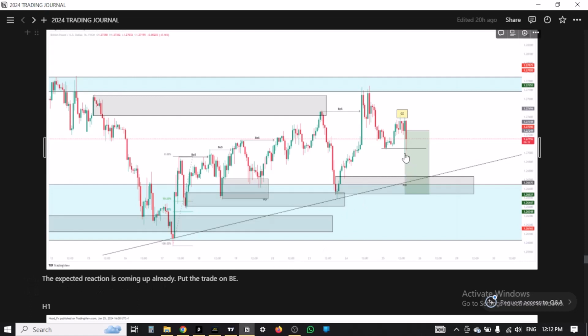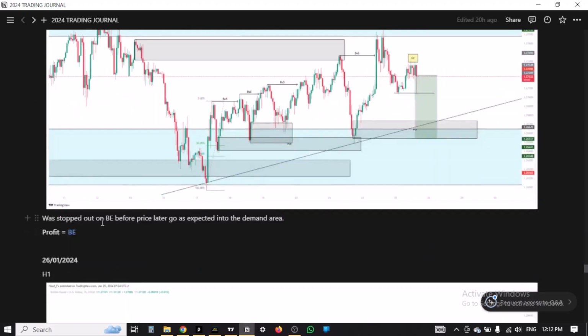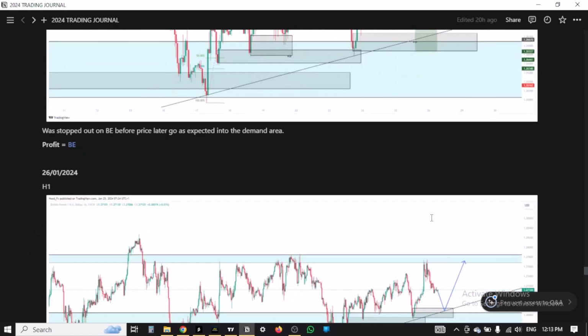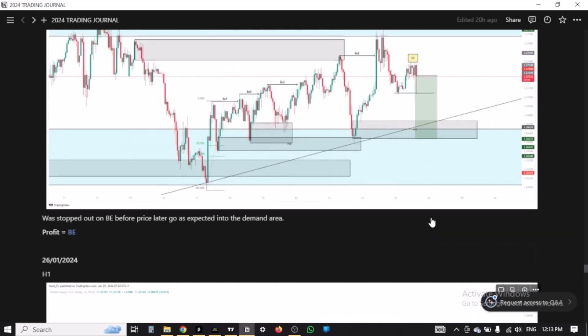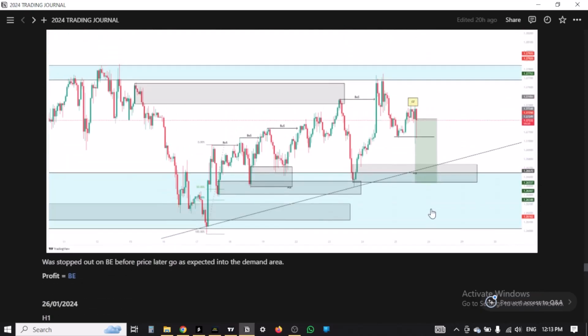After seeing this rejection, first rejection, second, I was like, oh, I think this is coming up already. Let me just put this trade on break even. So I put the trade on break even, then I allowed it to move. Unfortunately, I was stopped out at break even before price later went as expected into the demand area. So price stopped me out, then later moved in my favor in the direction I was expecting. So that was that. But the main goal was that the price gets to where I was expecting it to get to.